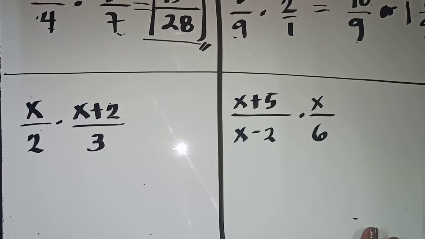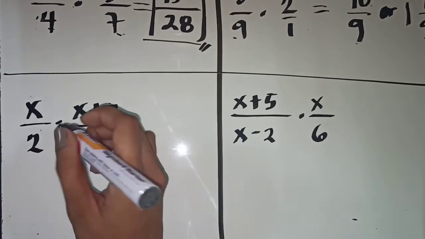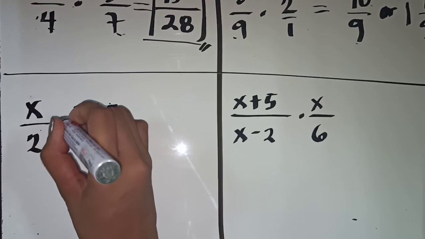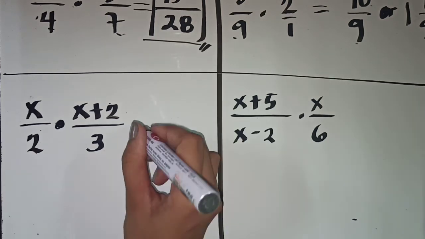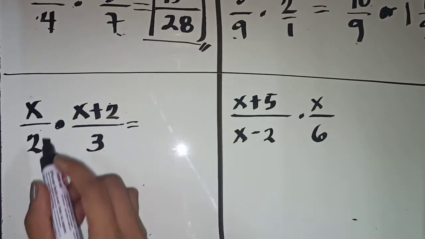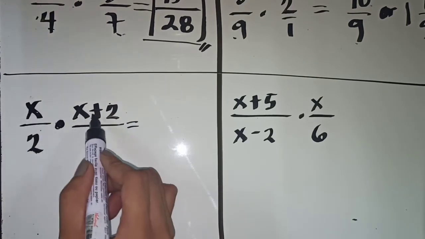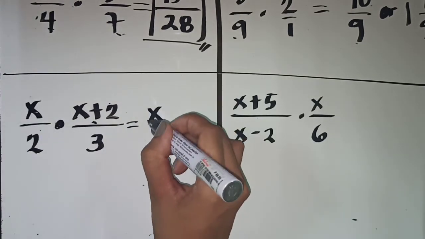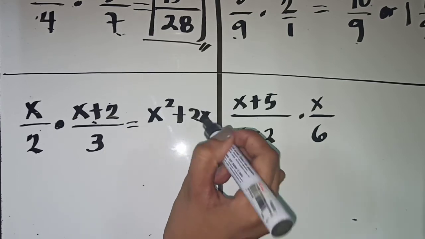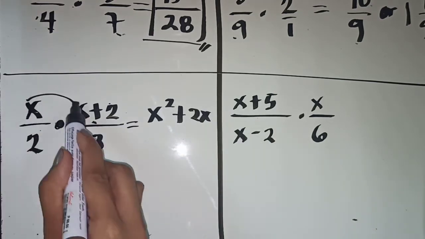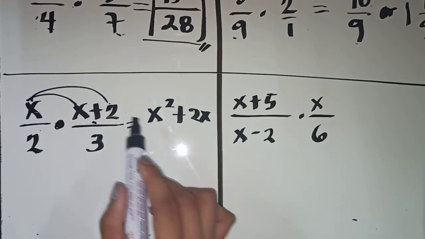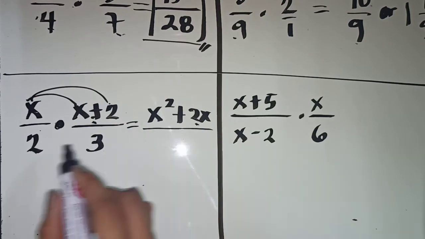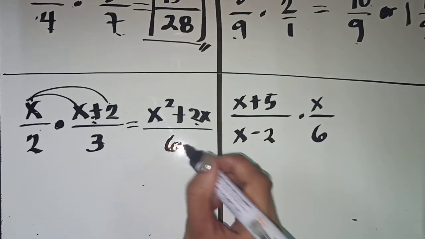Next is x over 2 multiplied by x plus 2 over 3. So numerator by numerator, denominator by denominator. So x multiplied by x plus 2 is x squared plus 2x. Bakit po? x multiplied by x is x squared. x multiplied by 2 is 2x. So plus 2x. Over 2 multiplied by 3 is 6.